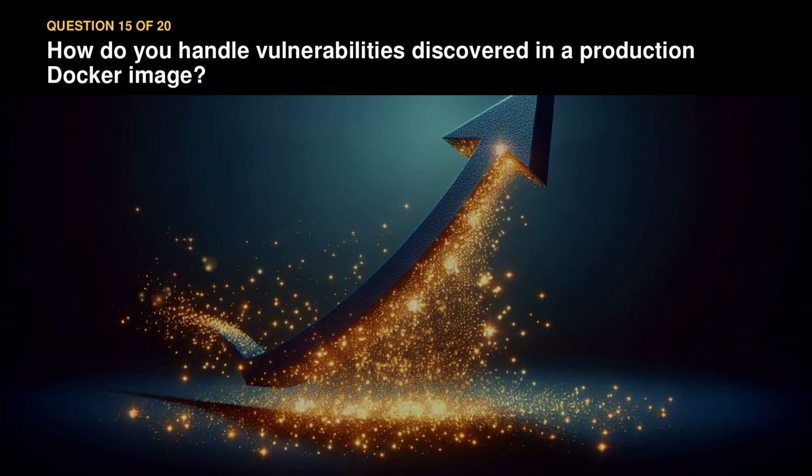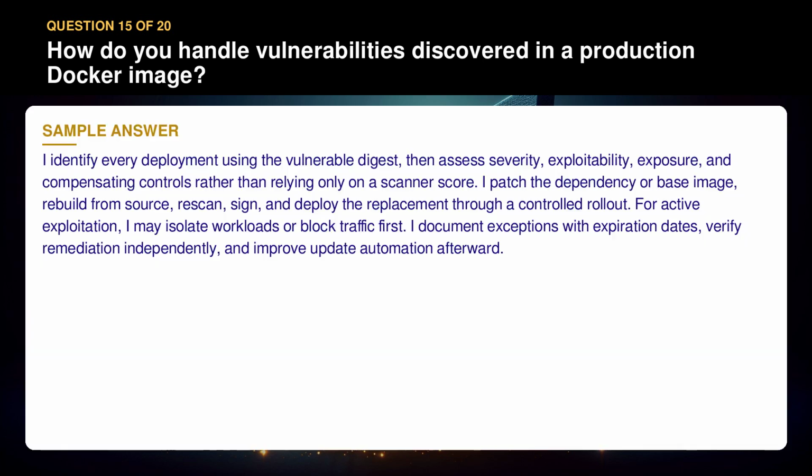Question 15. How do you handle vulnerabilities discovered in a production Docker image? I identify every deployment using the vulnerable digest, then assess severity, exploitability, exposure, and compensating controls rather than relying only on a scanner score. I patch the dependency or base image, rebuild from source, rescan, sign, and deploy the replacement through a controlled rollout. For active exploitation, I may isolate workloads or block traffic first.